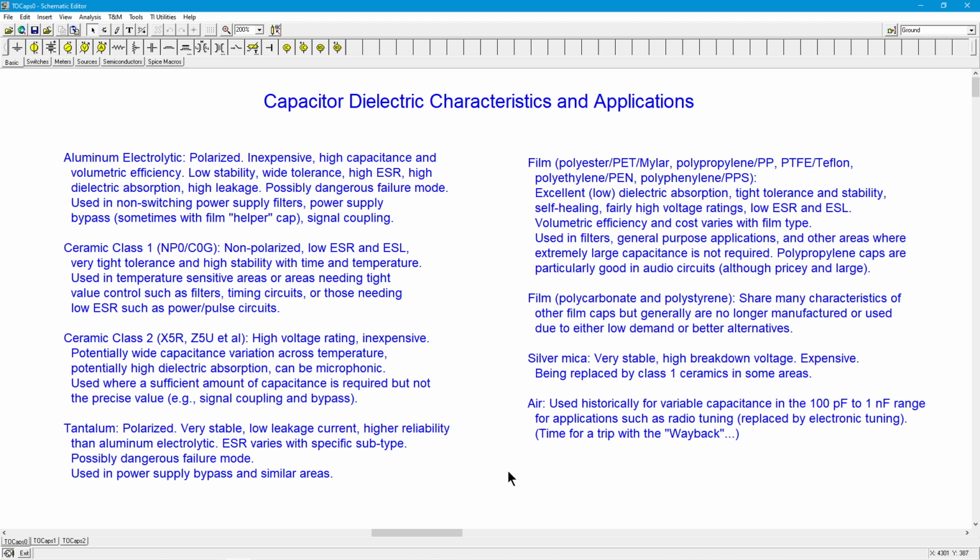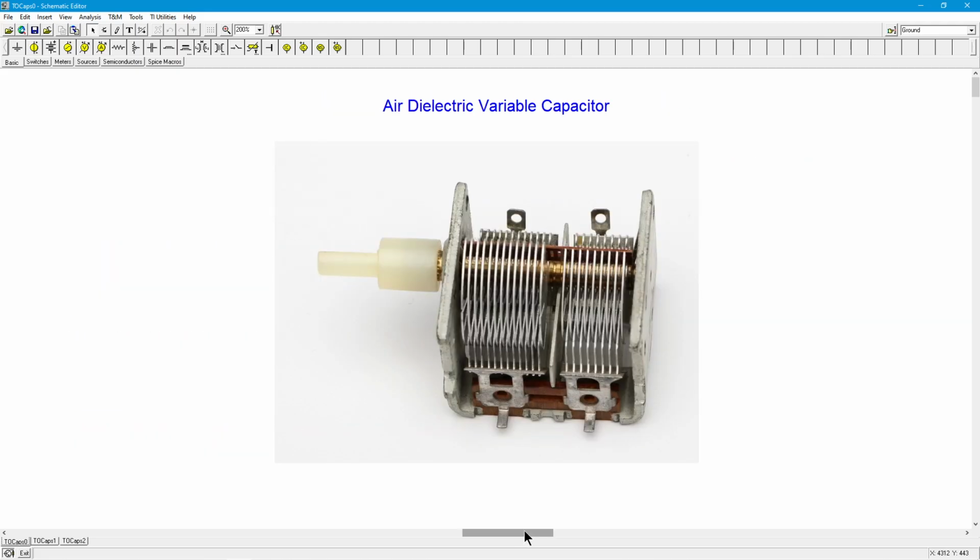Back in the old days, zoink, that is an air dielectric tuning capacitor. This is what we used to use in days gone by to tune a radio. This is actually 2 capacitors. There's one here and there's one here. Notice what's happening. You've got a bunch of plates over here, and then there's a bunch of plates down here.